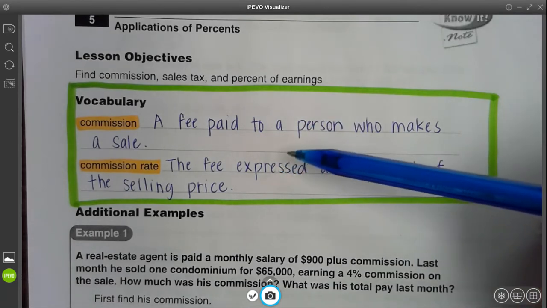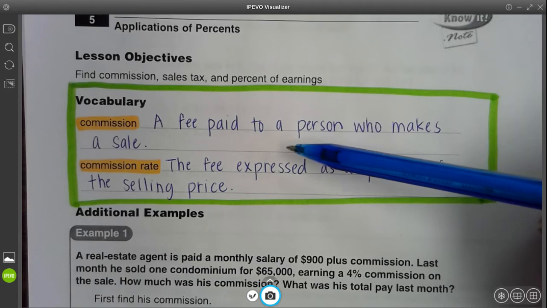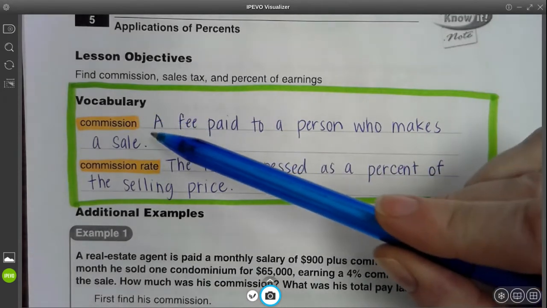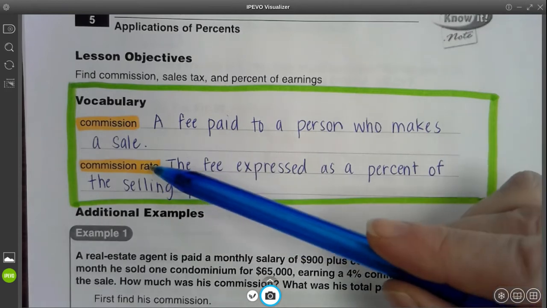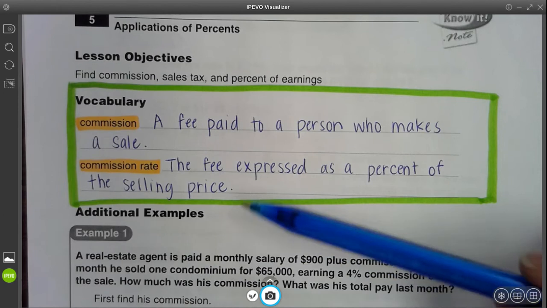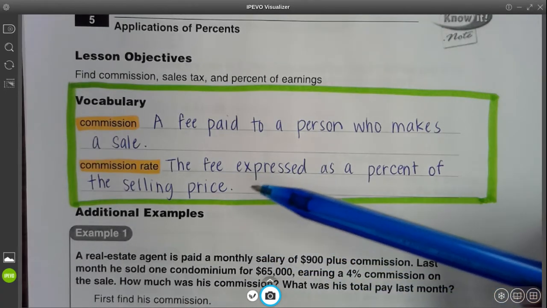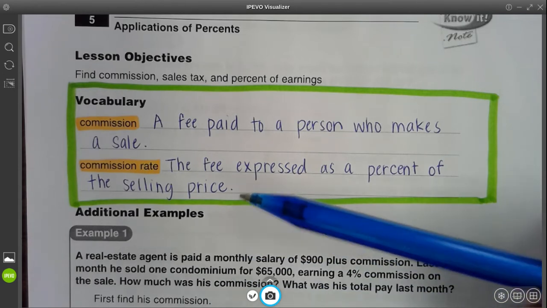If you've ever shopped at the store The Buckle in the Bay Park Square Mall, you'll find that those people are really pushy trying to get you to buy things. And that's because they work on commission. What that means is they earn a commission rate, and that's a percent of their selling price. So the more money that you purchase in clothes, the more money they make, okay?